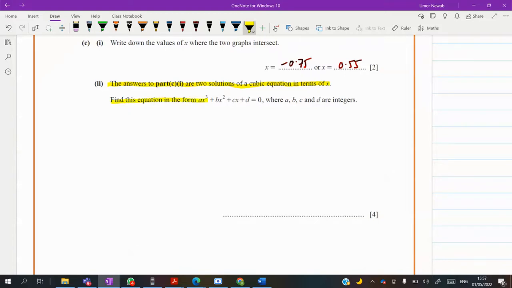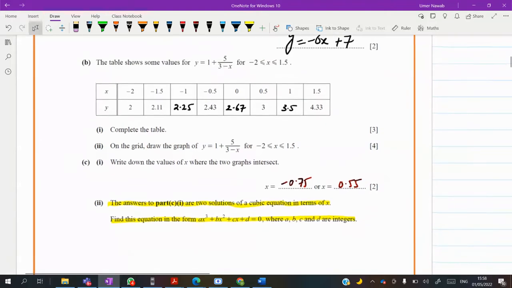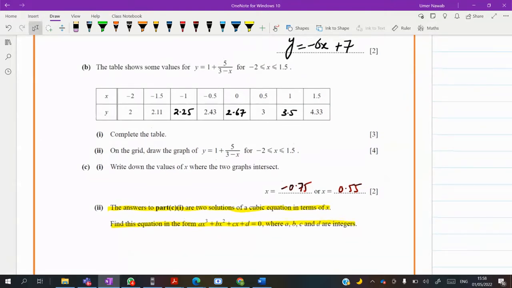Find this equation in the form, which form we want it, in a cubical form. Okay, so let's try to get the value of the cubical form which he is asking us to get. As you know, guys, the two solutions are already found by us.